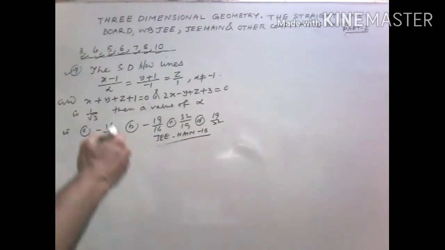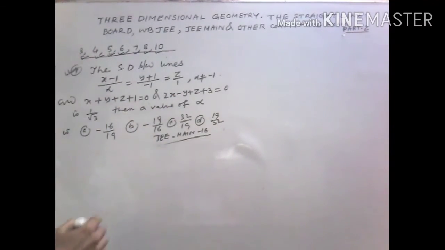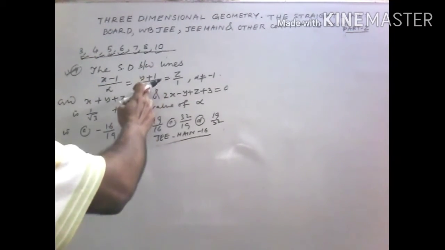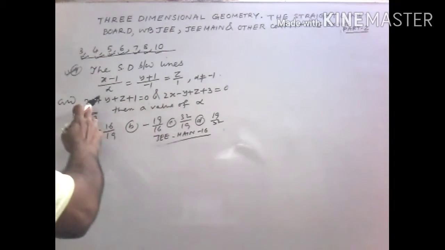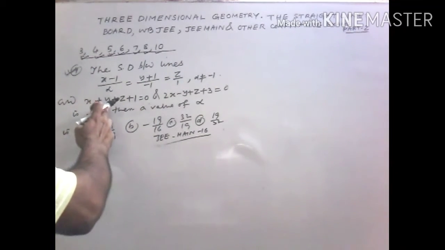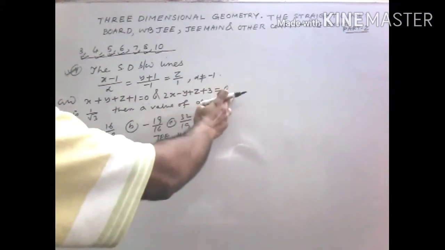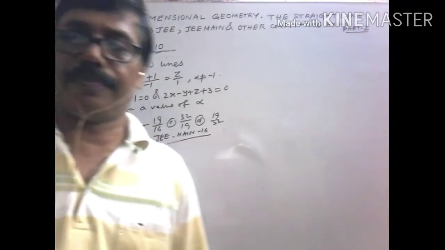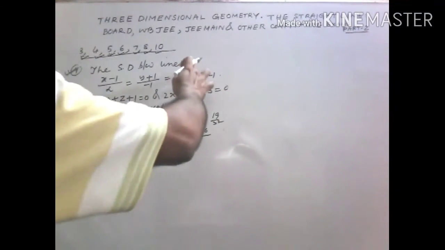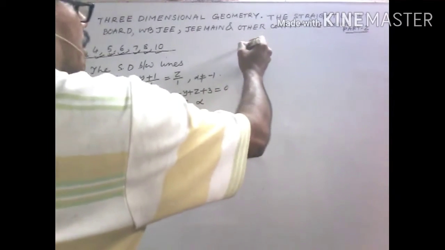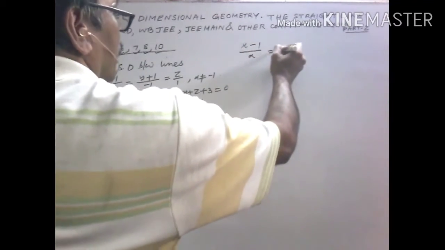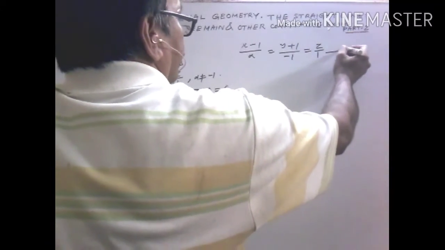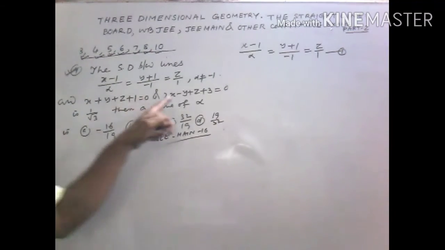Now we consider problem number 4. Shortest distance between the line (x minus 1)/alpha = (y plus 1)/(minus 1) = z/1 and the line x plus y plus z plus 1 equals 0, and this is 1 by root 3. Then the value of alpha is this. So for shortest distance, we need two lines. One line is directly given, this one. And these are equations of planes.